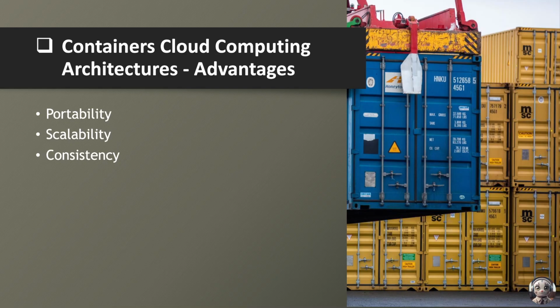Secondly, scalability is inherent to container cloud computing. With orchestration tools like Kubernetes and Docker Swarm, containers can be automatically scaled up or down based on demand, ensuring optimal resource utilization and performance.